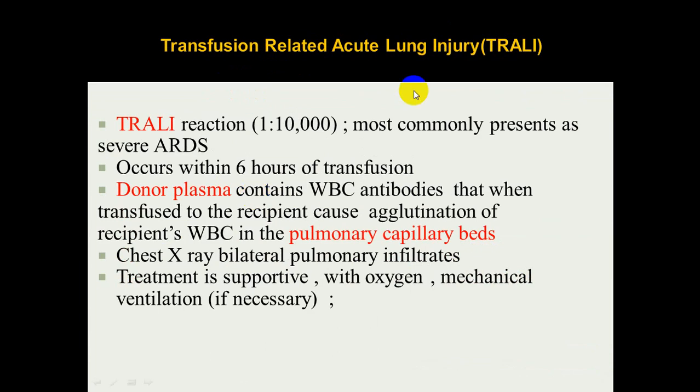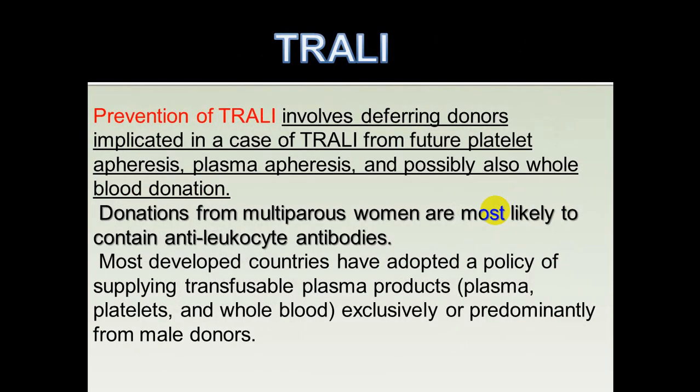Transfusion related acute lung injury, or what we call TRALI, and this reaction occurs in 1 in 10,000, within 6 hours post transfusion. Donor plasma or white blood cells in the plasma, transfused to the recipient, cause agglutination of the recipient's cells in the pulmonary capillary beds. The patient usually comes to us with features mimicking acute respiratory distress syndrome, and those patients might need ventilatory support. The treatment is mainly supportive.